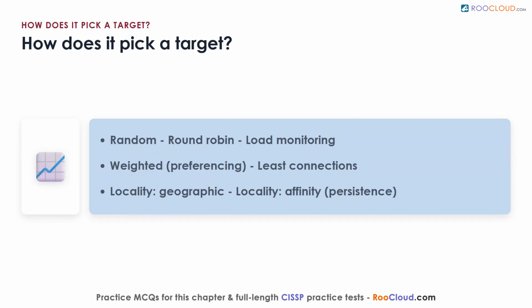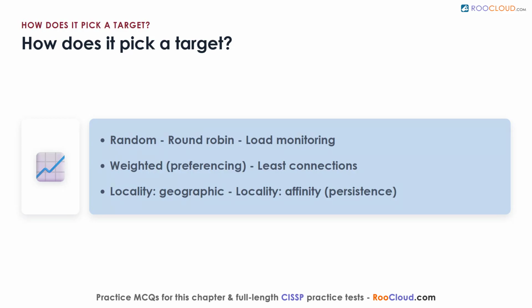Random choice sends each connection to a destination at random. Round robin walks the list in order, one after another, then loops. Load monitoring sends the next request to whichever target is least busy right now. Weighted, or preferencing, favors the stronger machines. So a server with double the capacity gets double the share. Least connections routes to the target with the fewest active sessions, lowest traffic, or lowest latency.